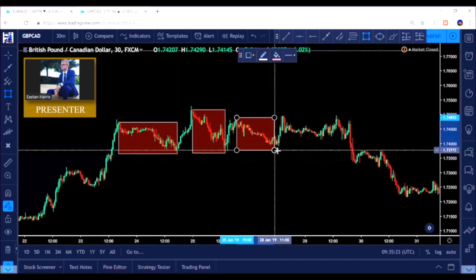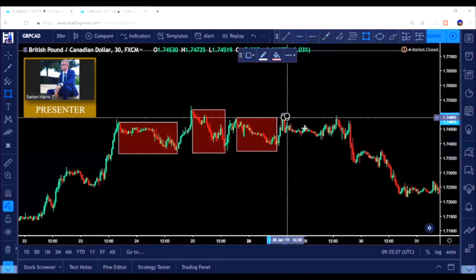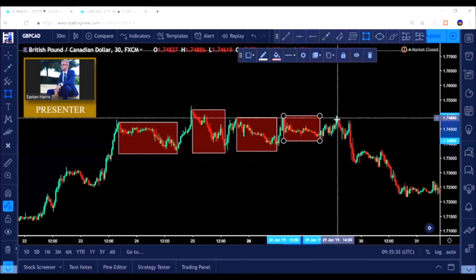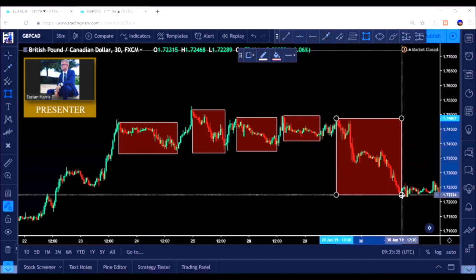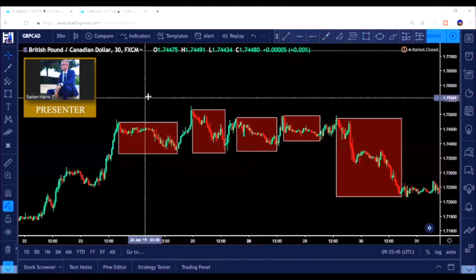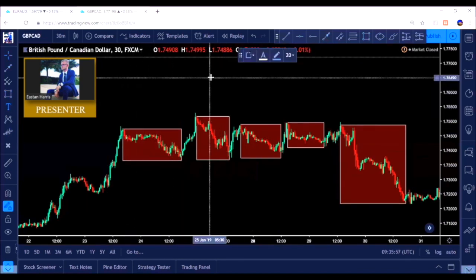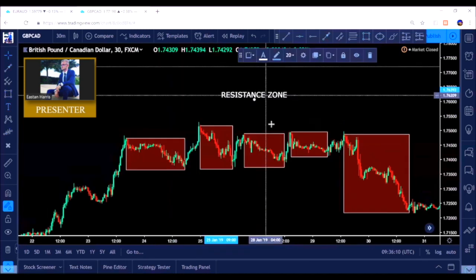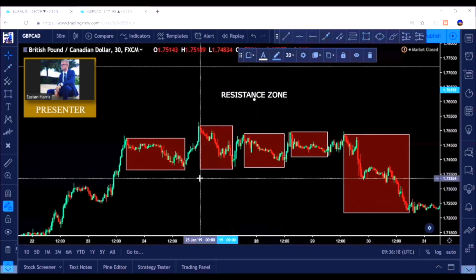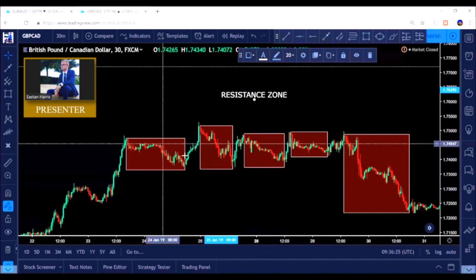I need to figure out how exactly I'm going to draw my zone, and I need to figure out where these moves originate from. Okay, where do these bearish moves originate from? Now, over here to the left, we have to find our resistance zone. Where is our zone exactly? We have to start with what the market is giving us, and we have to look at where exactly these moves are originating from, these bearish moves.